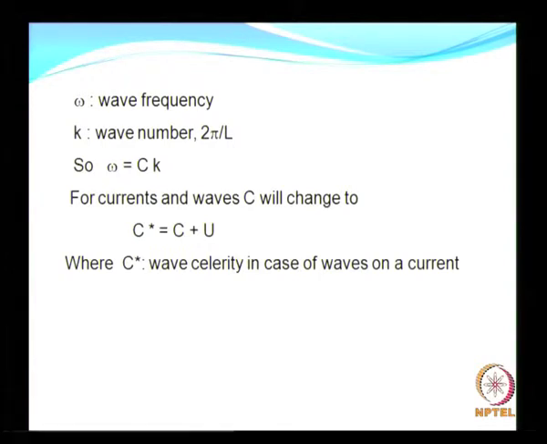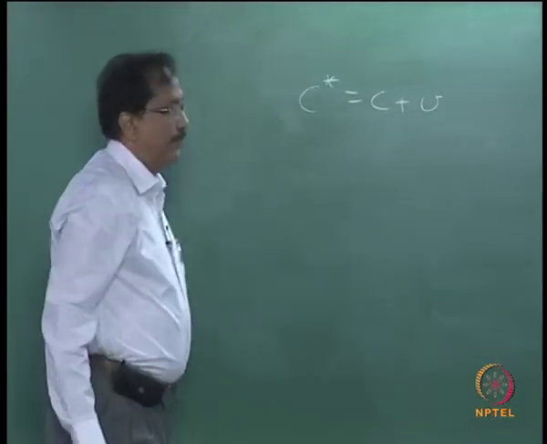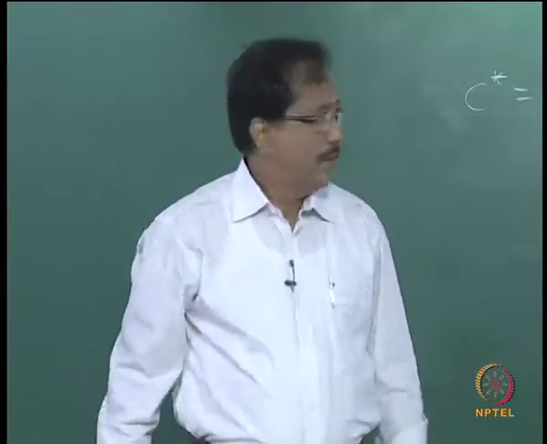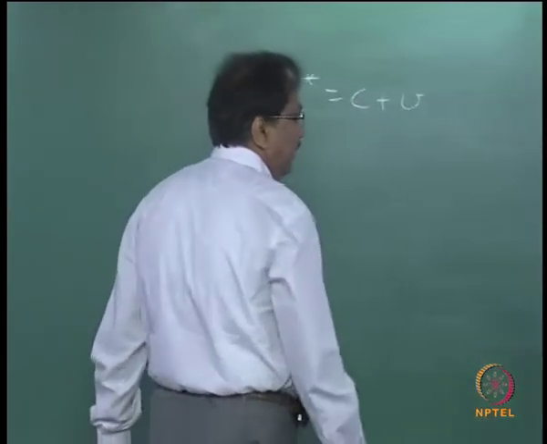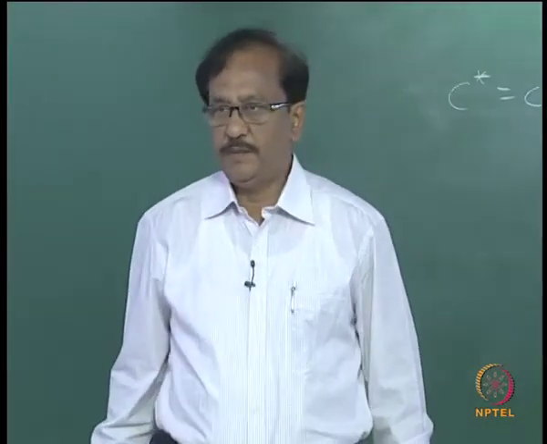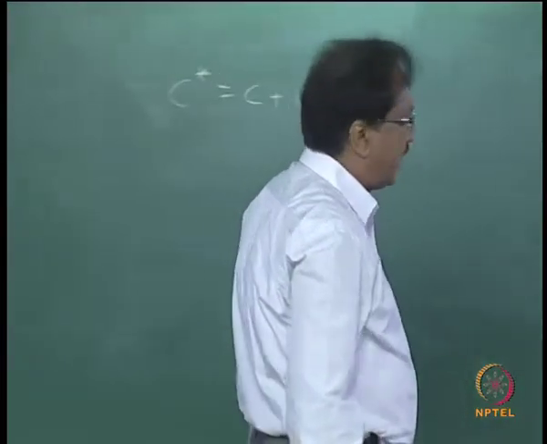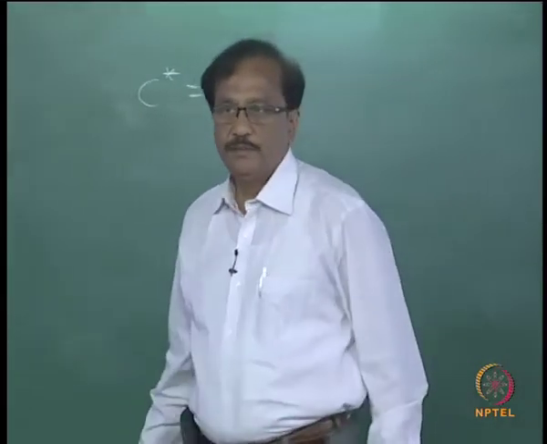Now, for currents and waves, celerity is expected to change. Let me call that C star equal to C plus U, where C star is the wave celerity in presence of the current. Whenever I use a star, that indicates that waves and currents are propagating together. Okay.